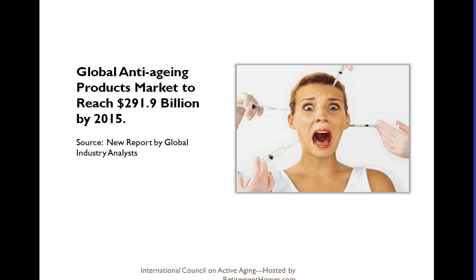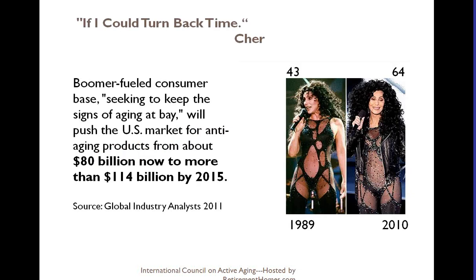So there's certainly opportunities in all areas, but as we look towards the next slide, we will see that there is a growth in this area. And matter of fact, Cher's song, If I Could Turn Back Time, really says what it's all about in the anti-aging area. In the U.S., it's an $80 billion business, and it's expected to continue to grow. As you can see, Cher at 43, and at 64, what we don't talk about is all the surgeries and everything else that she has had to remain looking like that.